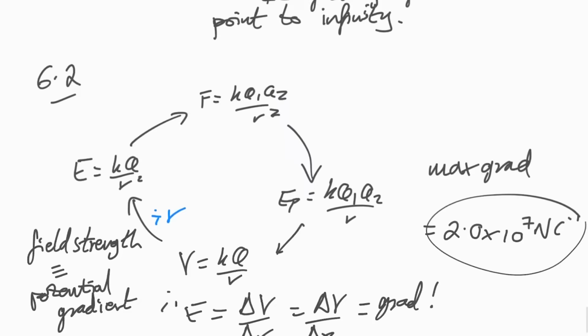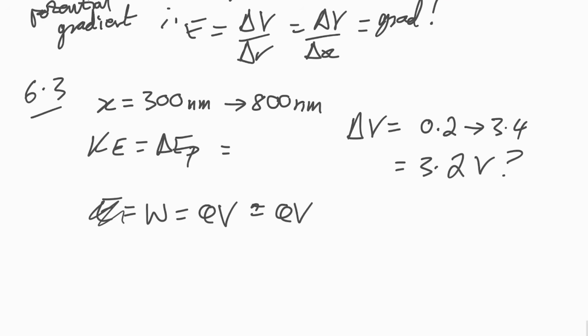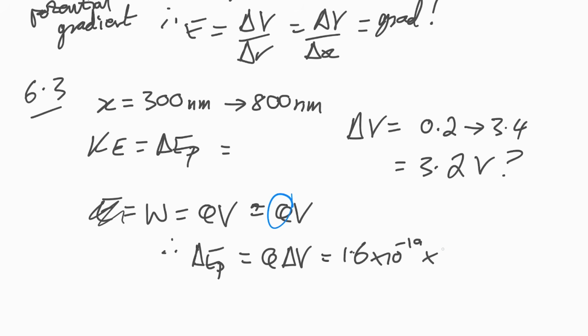And we can see that from our graph up here to go from one to the other. From potential to that, we multiply by a charge. And so therefore, all we need to do to get from one to the other is just multiply by that, of course. So therefore, work done or change of potential energy, same thing, is equal to Q delta V. So it's an electron, so it's 1.6 times 10 to the minus 19 times 3.2. And that gives us 5.12 times 10 to the minus 19 joules.